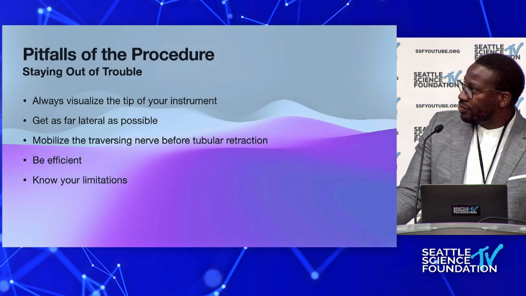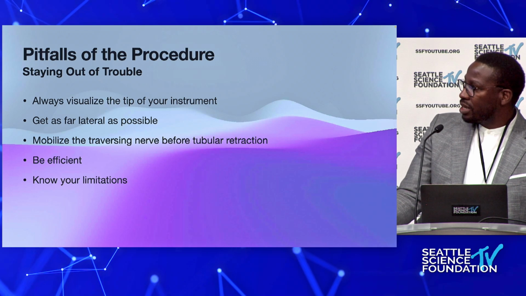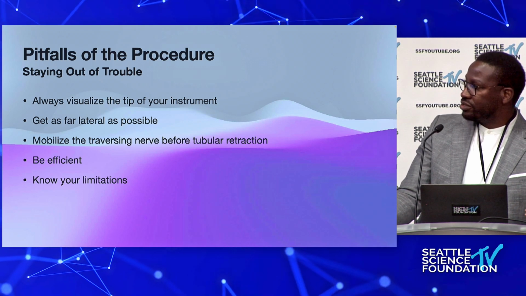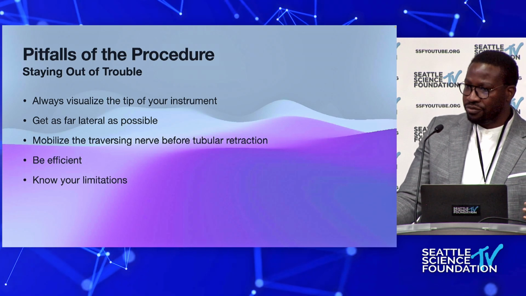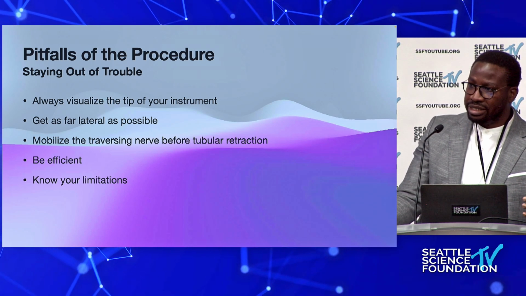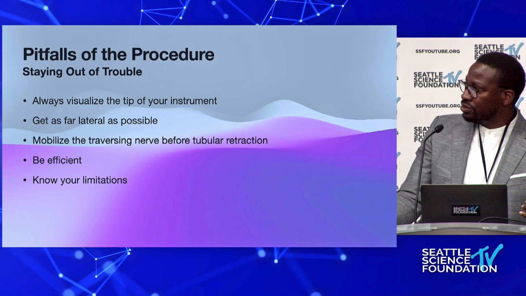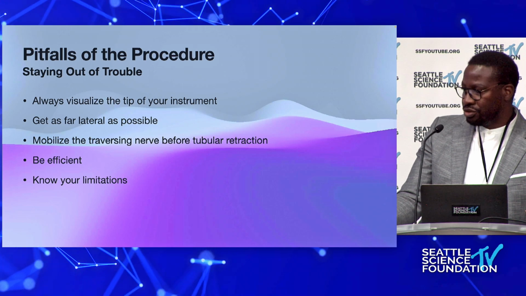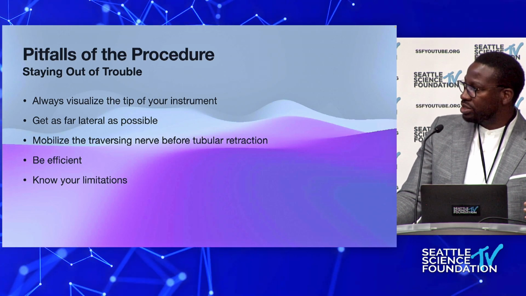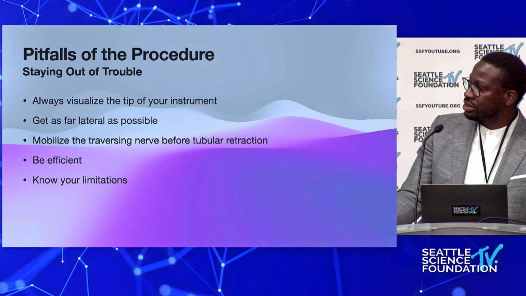So staying out of trouble, of course, always visualize the tips of your instruments. You want to get as far lateral as possible so you can find that traversing nerve root and then mobilize it medial. Before you mobilize the traversing nerve root, you want to be able to actually get to the lateral recess and separate that nerve off of any adhesions or even suspensory ligaments. And then, of course, you can use your tubular retractor depending on how much you're able to mobilize that nerve root. Case in point, and probably why that patient had a little bit of dysesthesias.